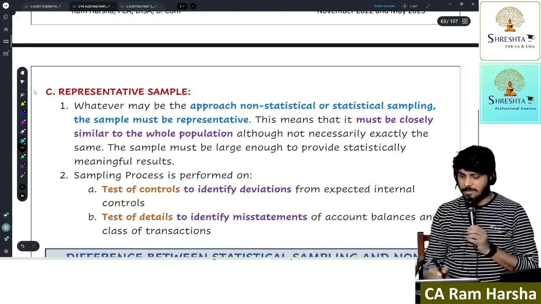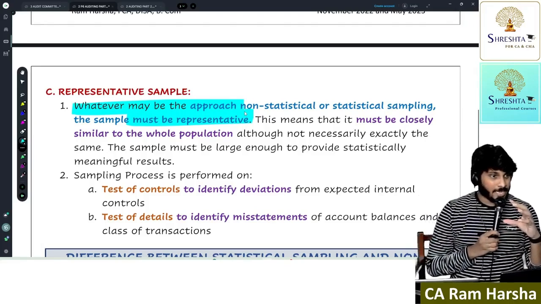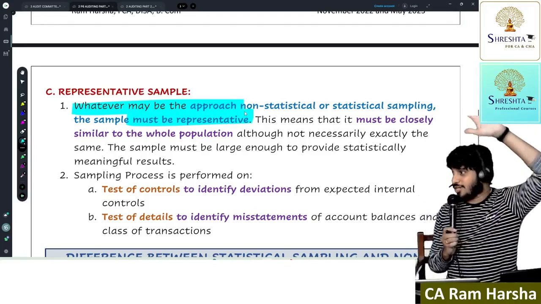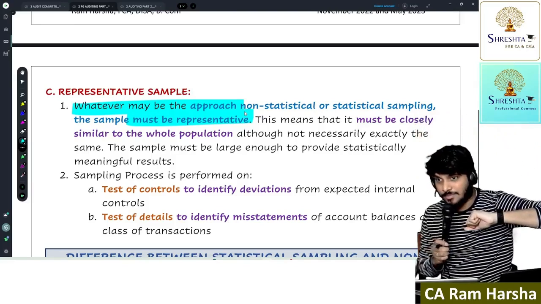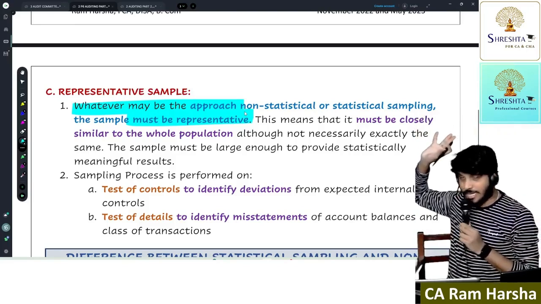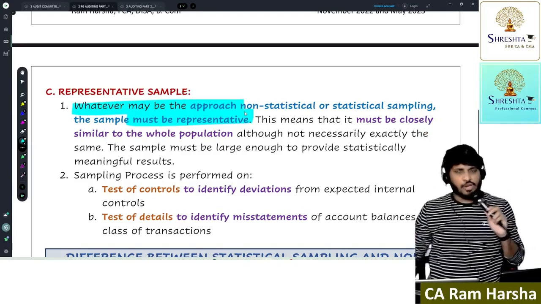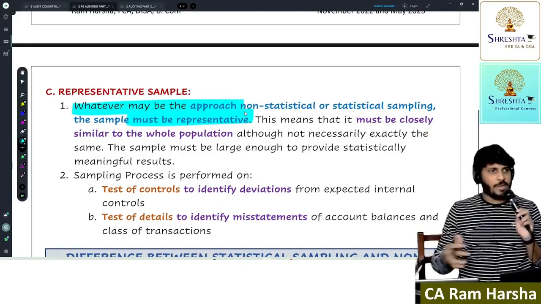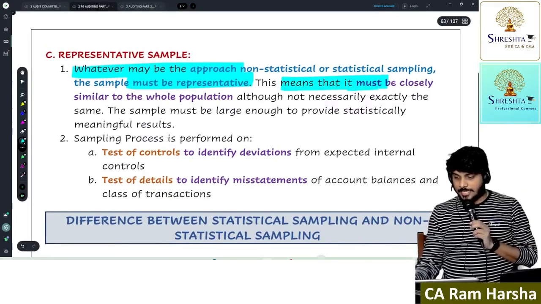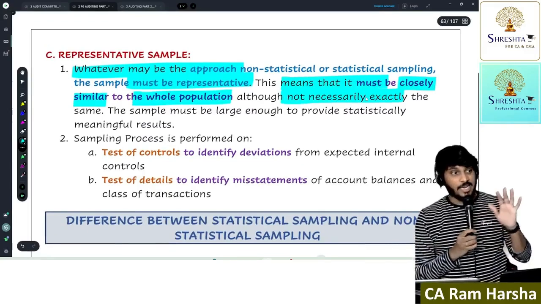Ultimately, what is the objective of sampling? Selecting a representative sample. Tell me, when the sample is representing the population correctly, only then can I apply my decision on the sample to the population. Correct? Only if I select the sample correctly, which will have all the characteristics of the population. Getting it? Then only my sample is representative. So whatever approach you follow, ultimately the sample selection objective should be a representative sample. Correct? And so the sample characteristics must be close, similar to the whole population. Although not exactly the same, similarity should be there.